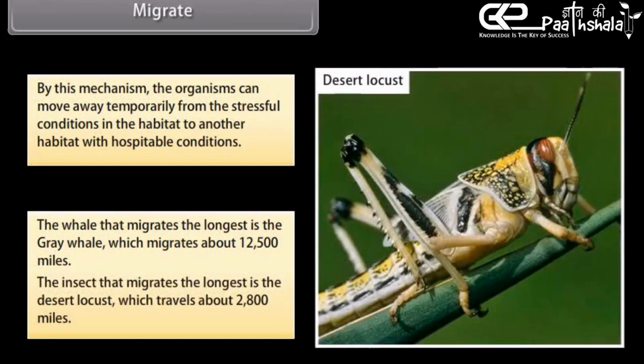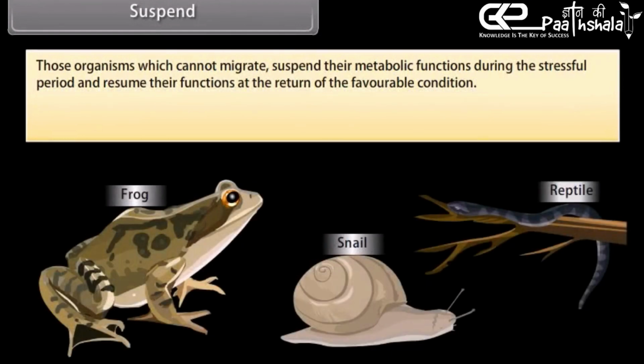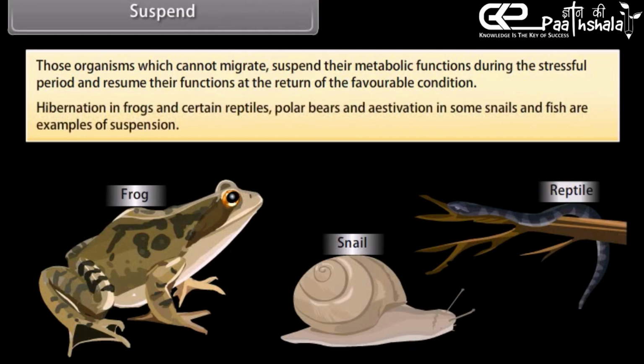The insect that migrates the longest is the desert locust, which travels about 2,800 miles. Suspend. Those organisms which cannot migrate suspend their metabolic functions during the stressful period and resume their functions at the return of their favorable conditions. Hibernation in frogs and certain reptiles, polar bears, and estivation in some snails and fish are examples of suspension.